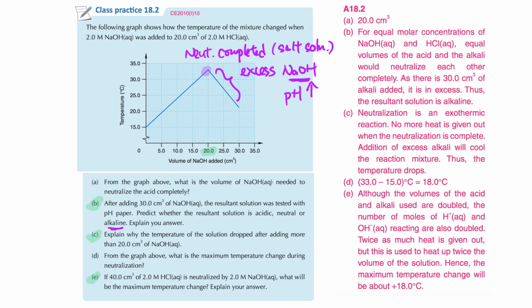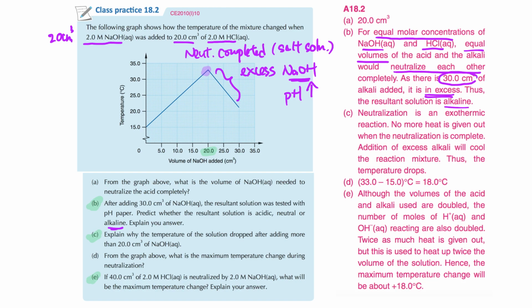When you try to explain, you just tell them that this one is 2M HCl 20 cm3, 2M NaOH, so you're anticipating 20 cm3 as well. So equal molar concentration of NaOH requires equal volumes to neutralize each other. So therefore, if we have 30 cm3, that is in excess. So therefore, the solution will then be alkaline. So that will be part B.